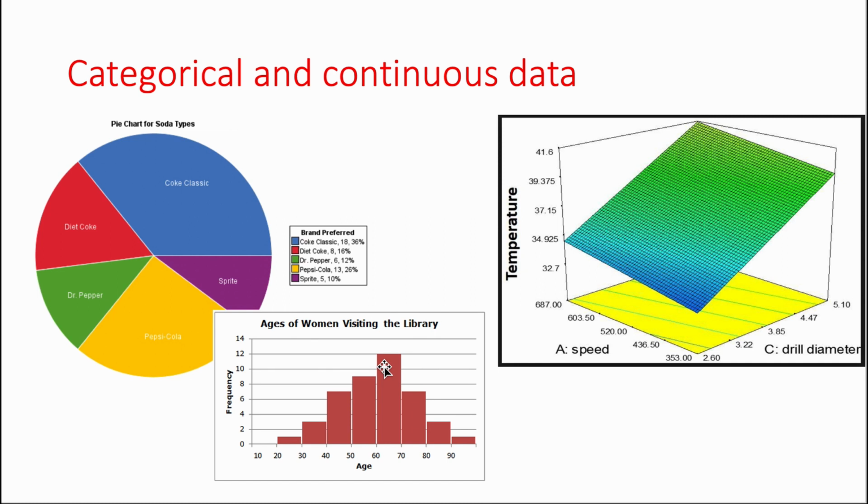So we can actually change this figure and have the most frequent visitors, the age group with the most frequent visitors, all the way over here. We would just have to change the x-axis to make sure that the viewer knows that the 60 to 70 year-old women visit the library the most.